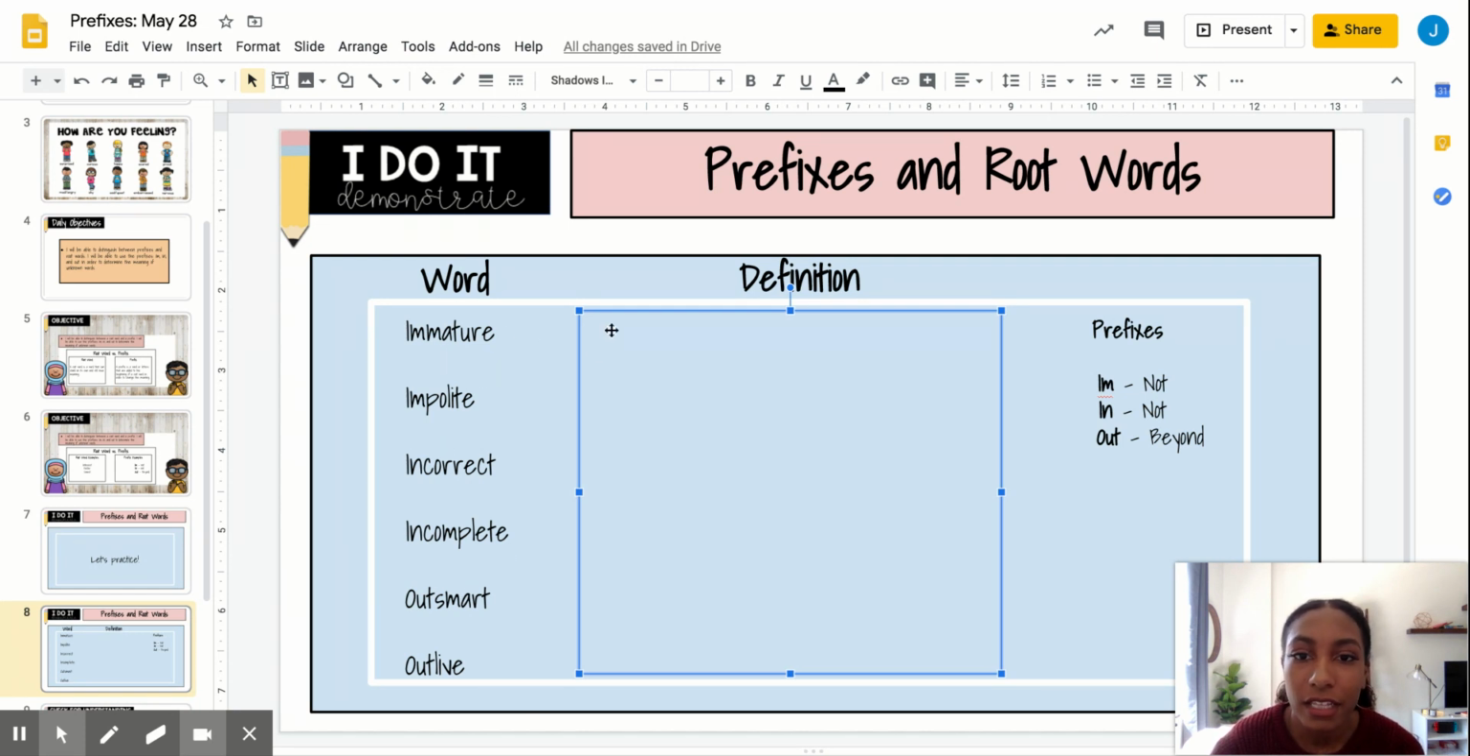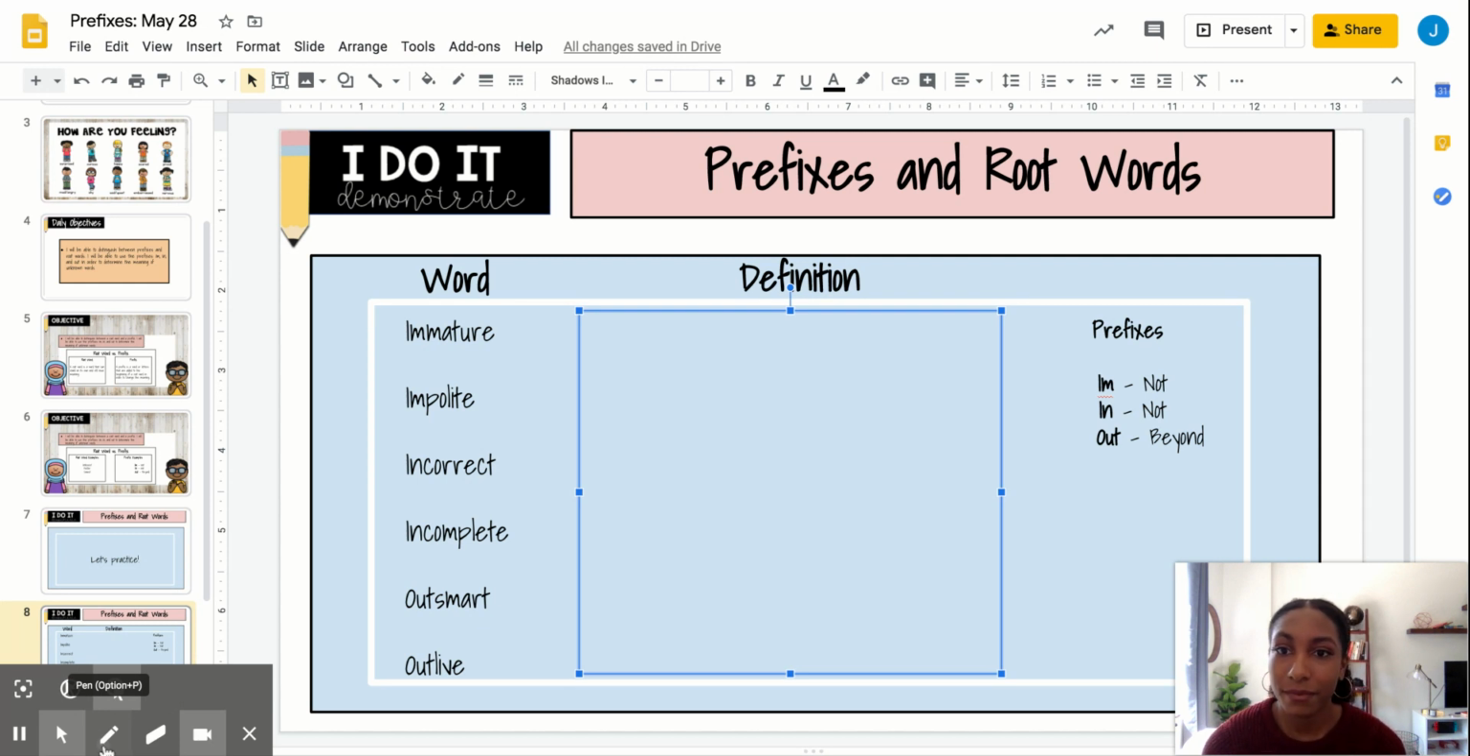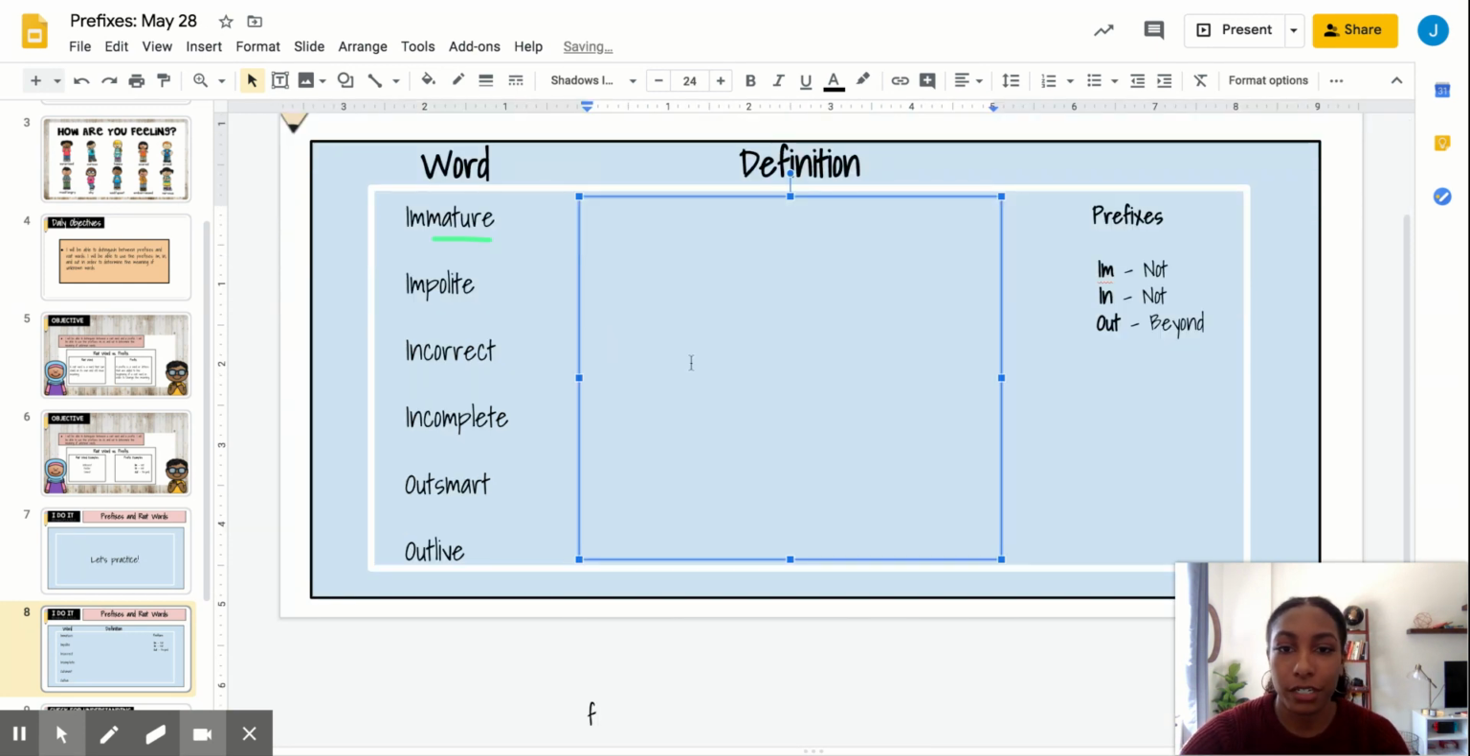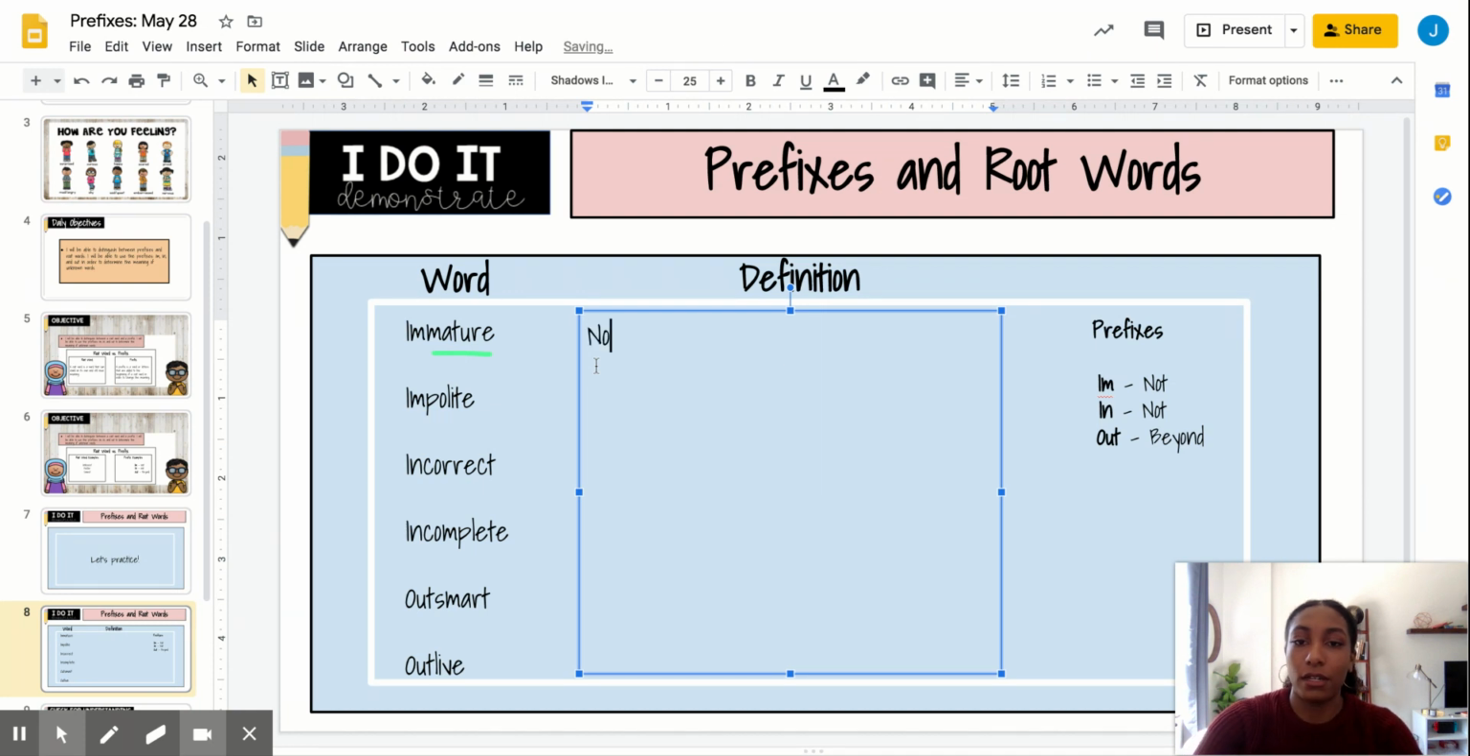So let's start with immature. What part of that word is our root word? Yeah, it's mature. We know that mature is a word that can stand on its own, and im is our prefix. We know that im is our prefix because it goes before this root word, and we know that im means not, so not mature.